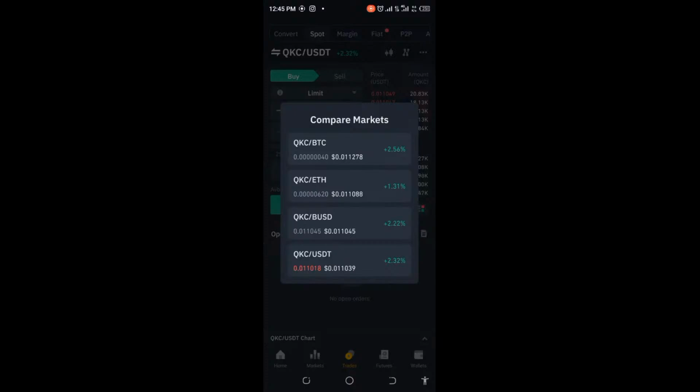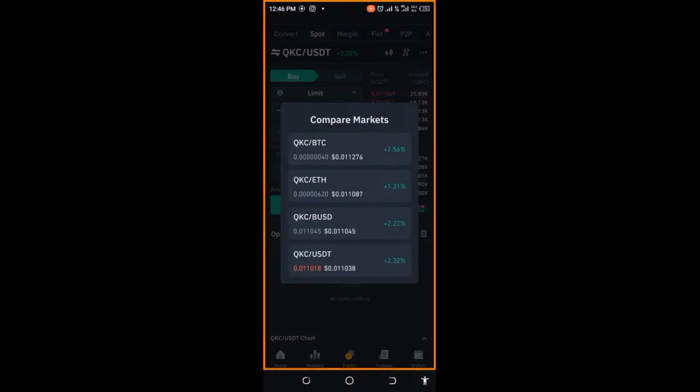Today, we're going to be having another episode of Triangular Arbitrage. Someone say triangular. All right, so today we're going to be having QKC BTC, QKC USDT, and then of course we're going to see whether this is going to work.